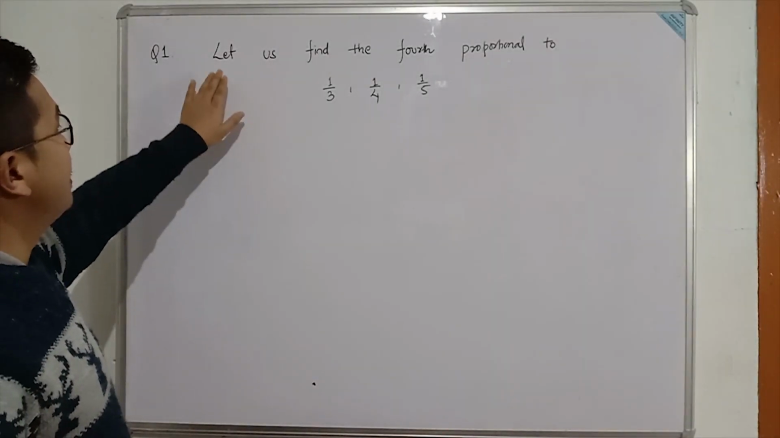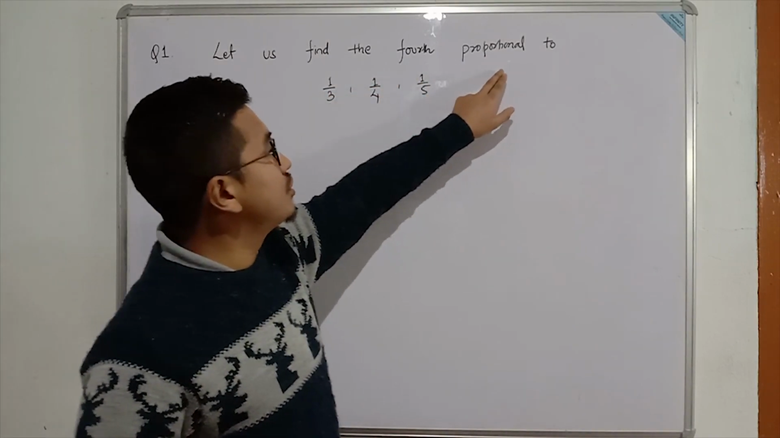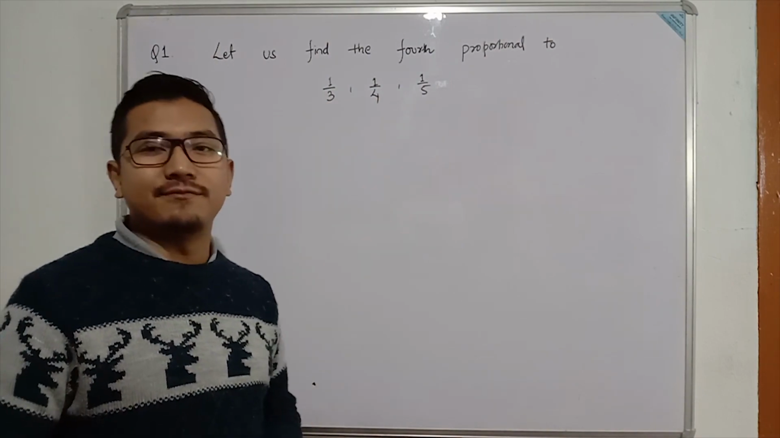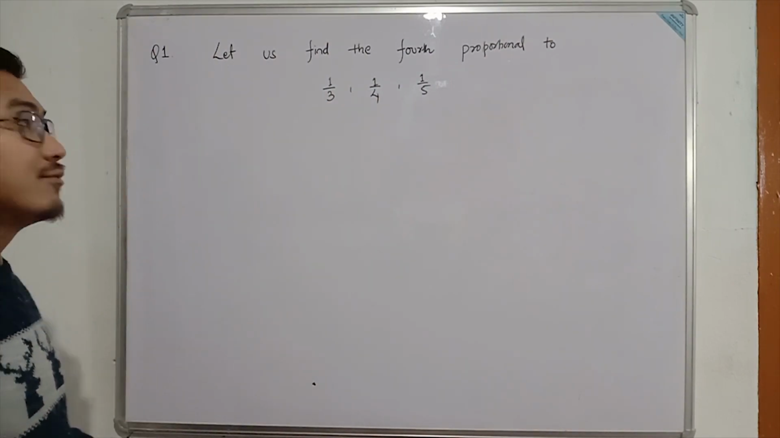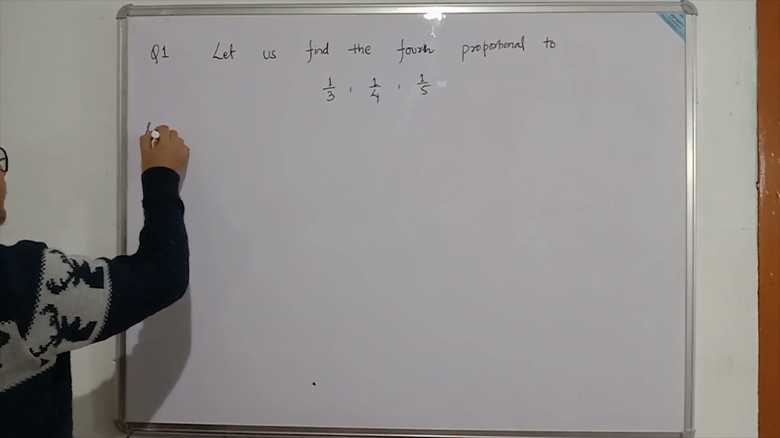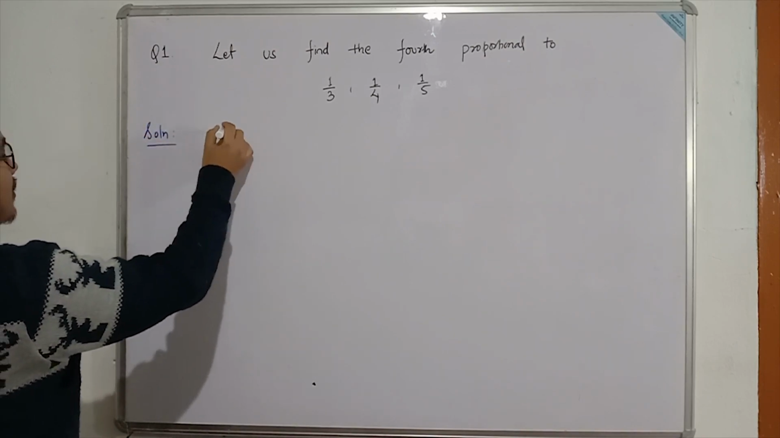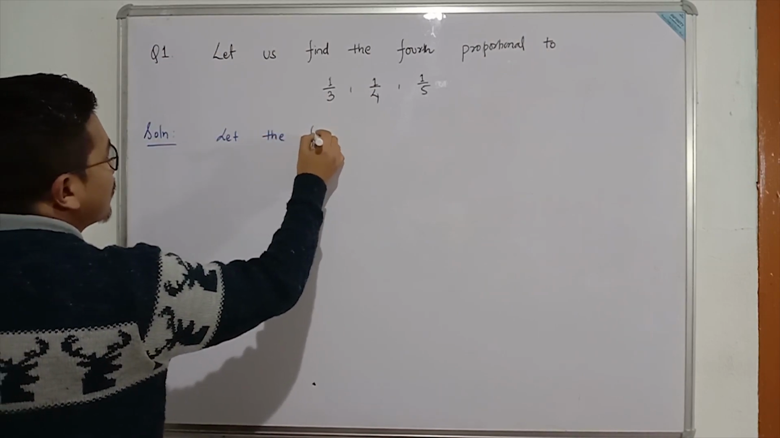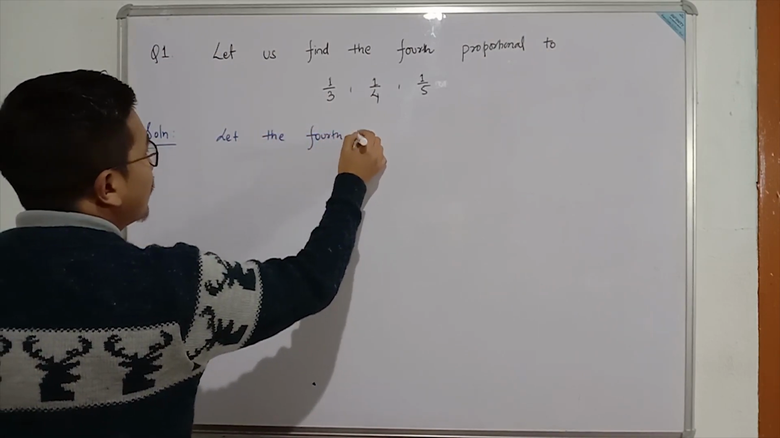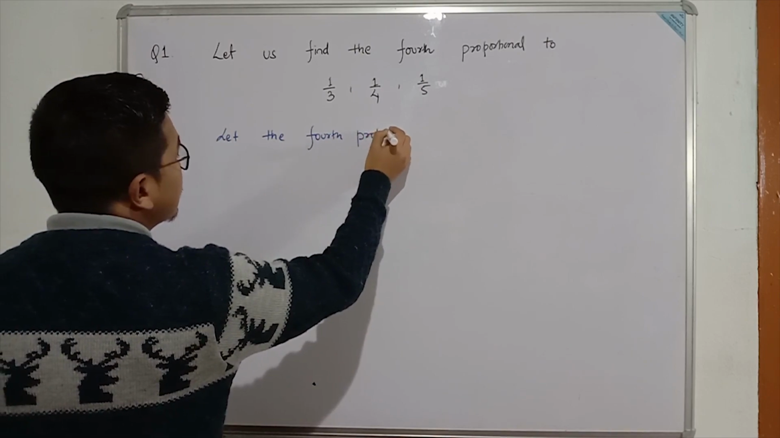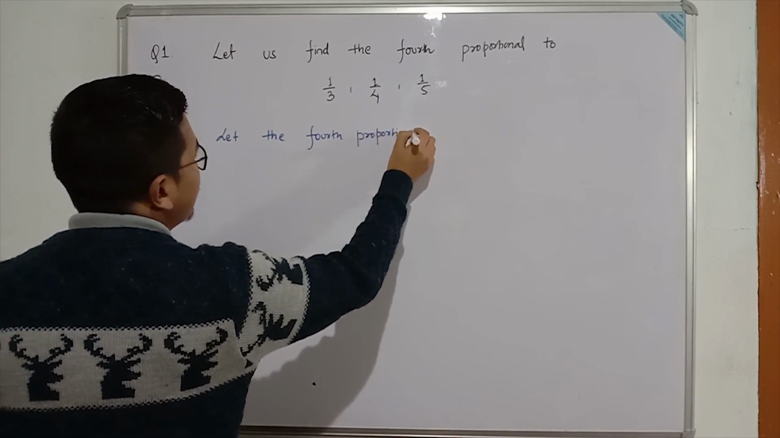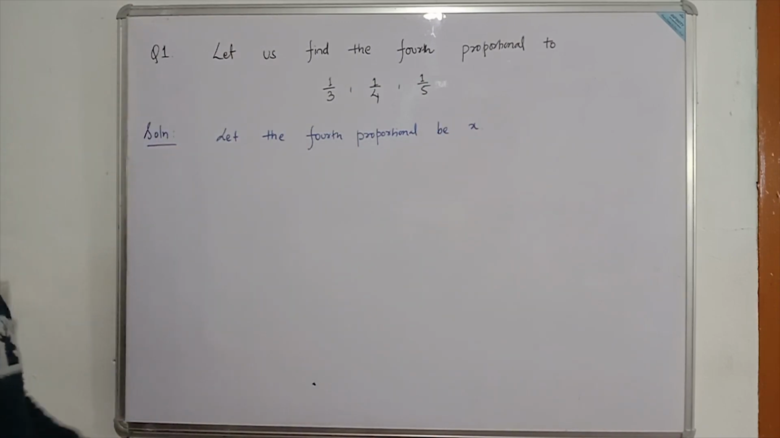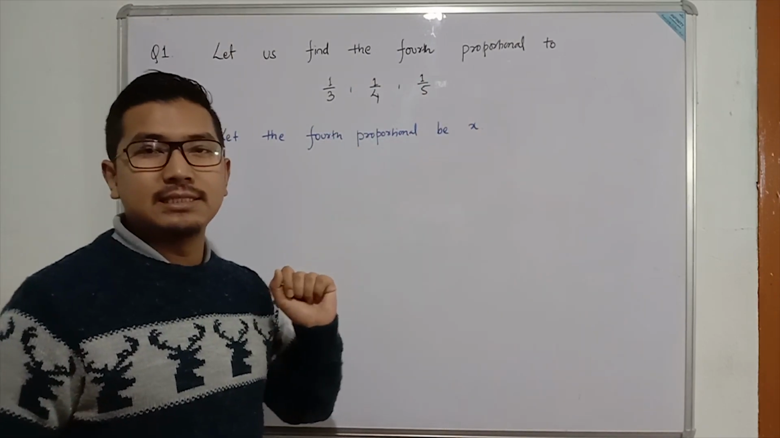The first question says, let us find the fourth proportional to 1 by 3, 1 by 4, 1 by 5. So how do we solve this kind of question? We'll start by writing the solution. Let the fourth proportional be x. We assume the fourth proportional to be x.